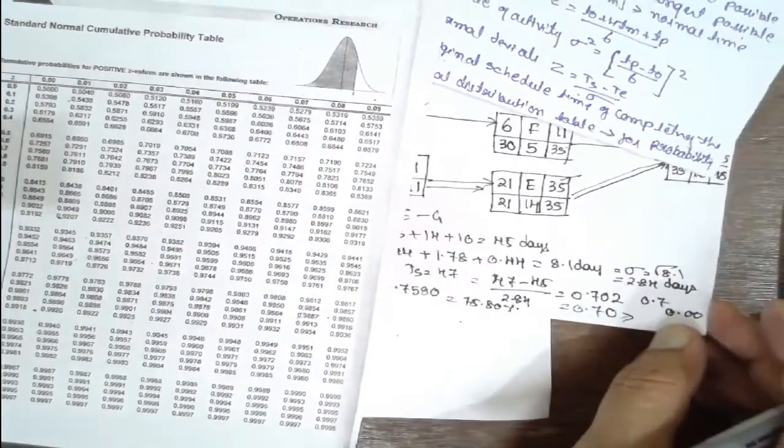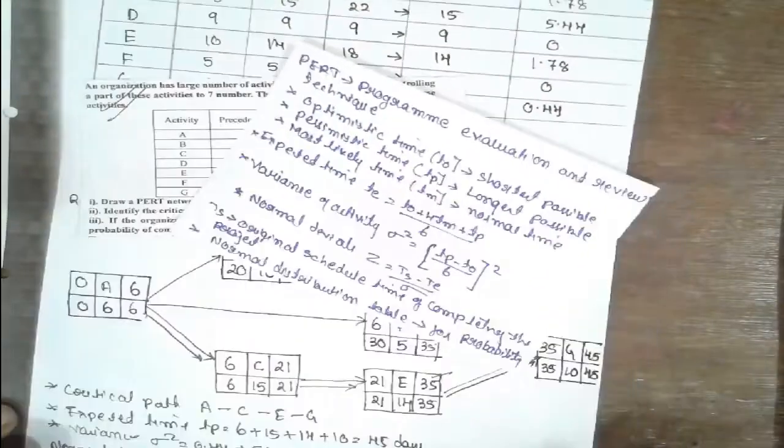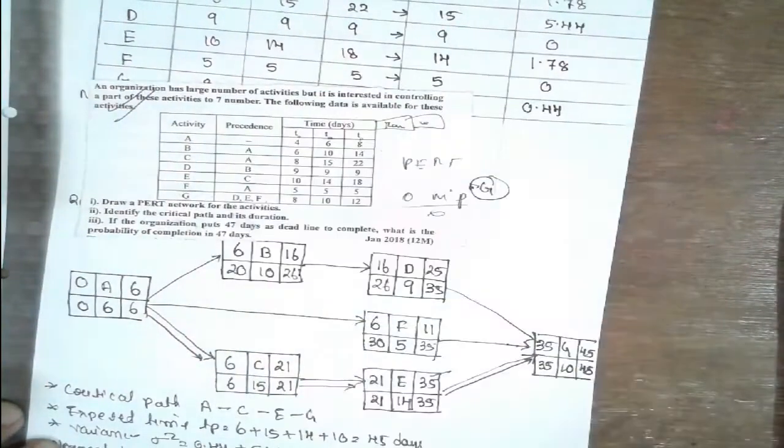In this way, you have to solve the problem when the PERT in terms of activity ABCD is given.